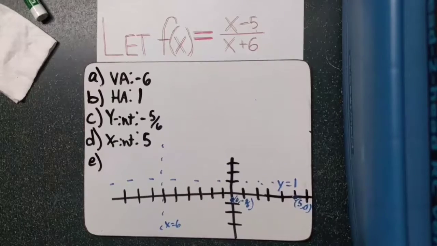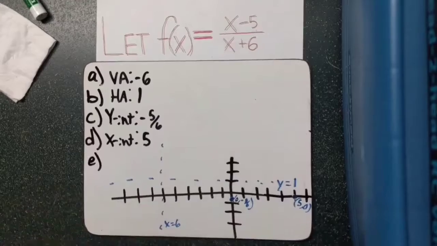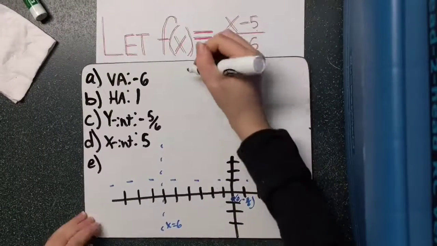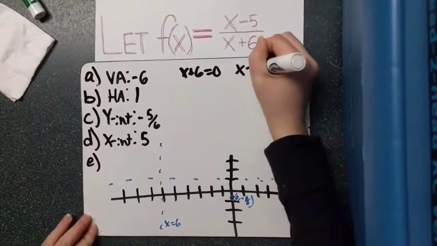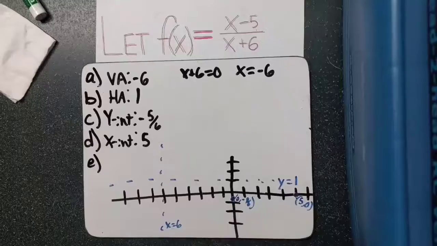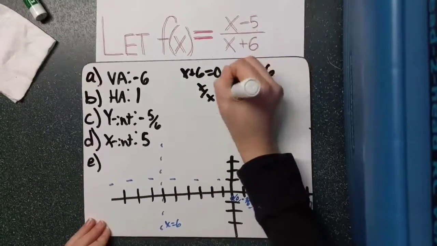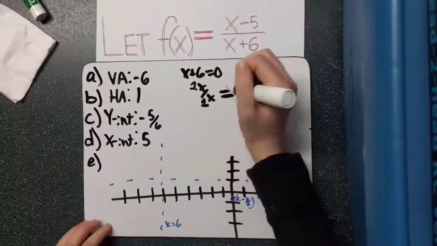So if you've had time to solve this, f(x) equals (x minus 5) over (x plus 6). The vertical asymptote is x = -6. We get that by doing x plus 6 equals 0, subtracting 6, x equals -6. Our horizontal asymptote is y = 1 because x divided by x equals 1. You have to imagine there's a coefficient here: 1x divided by 1x equals 1.